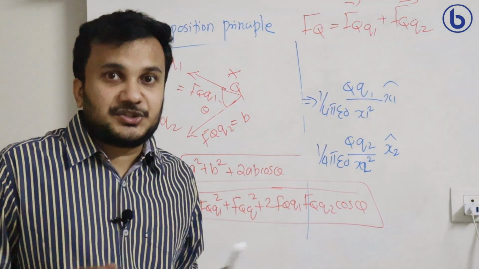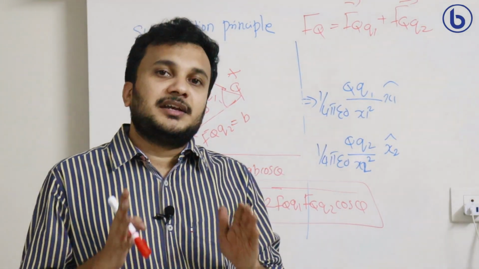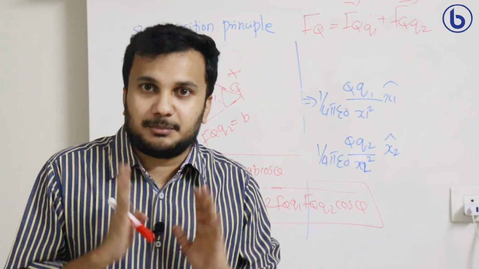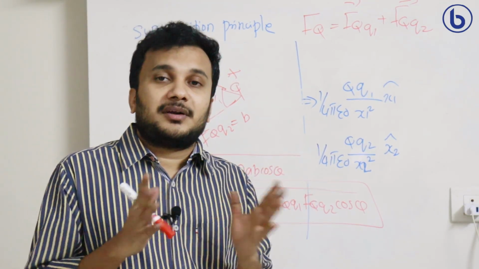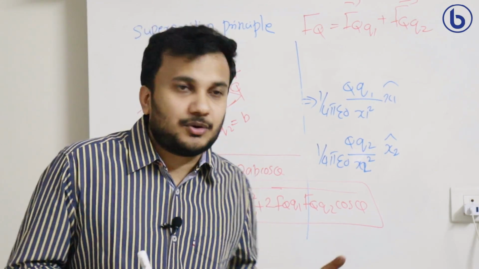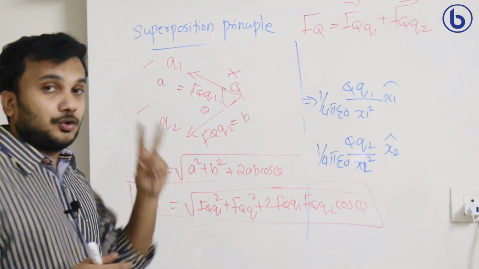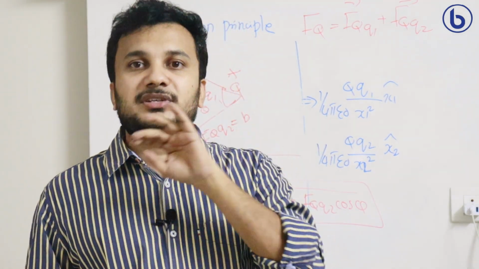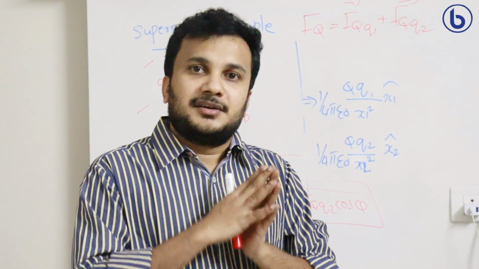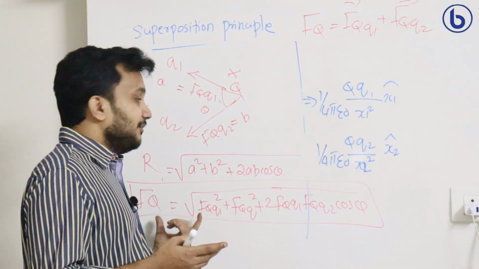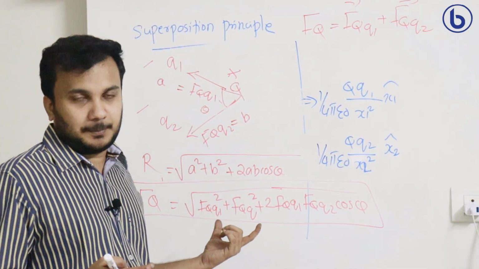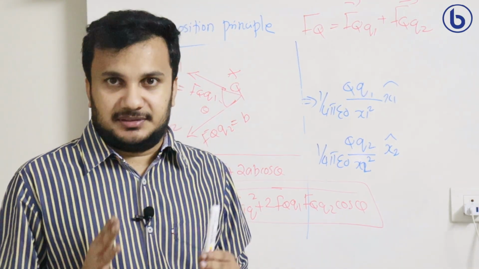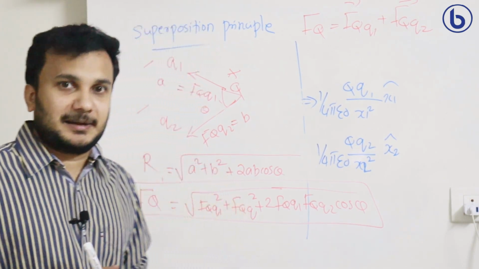So the superposition principle has two aspects. If the forces are acting in the same direction, you can blindly add them, and if the forces are not acting in the same direction, definitely you have to apply this formula to find the total force. So to find the total force, we have two formulas available. Forces in the same direction, you can just add up. If forces are not in the same direction, you have to do this calculation. Understood? This is called the superposition principle theorem.